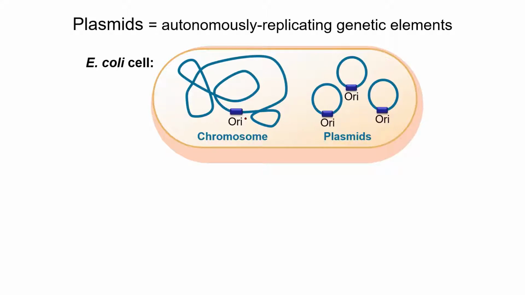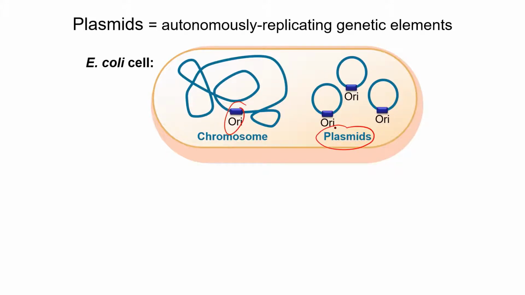I'm going to talk about eukaryotes, but one thing I wanted to mention is that these origins of replication are really important for any DNA molecule that you want to be replicated in an organism. So they're going to have these on chromosomes, and they're going to have them on plasmids.